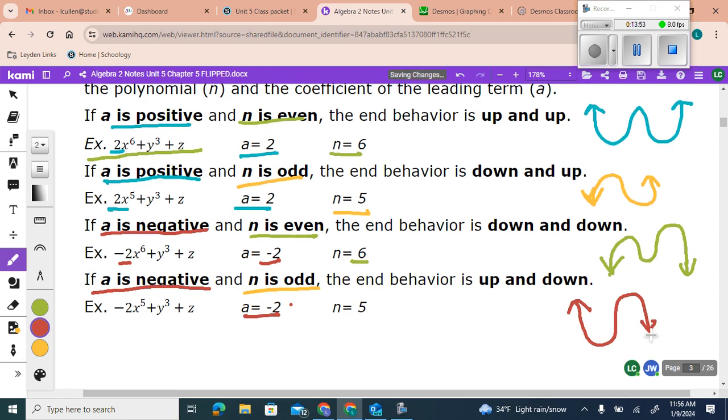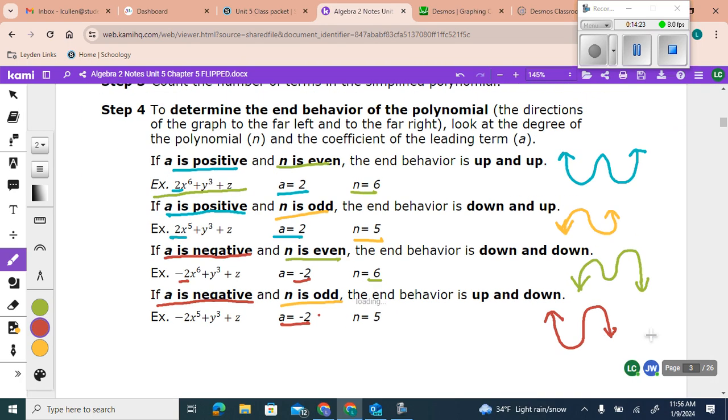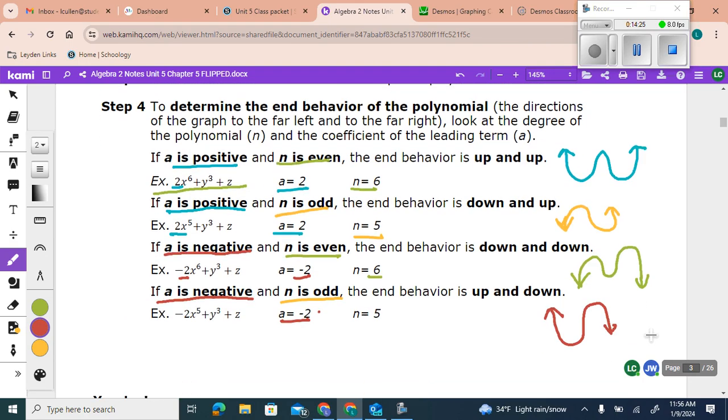We do not expect you to memorize these. On your quizzes and tests, it's going to be as simple as we give you a polynomial and we say, what is the end behavior? And you need to determine your A and your N, and then look at your little card or this page of notes and say, okay, it's going to be up and up, it's going to be down and up, down and down, up and down. Probably come up with a song to that or something. All right. Questions.